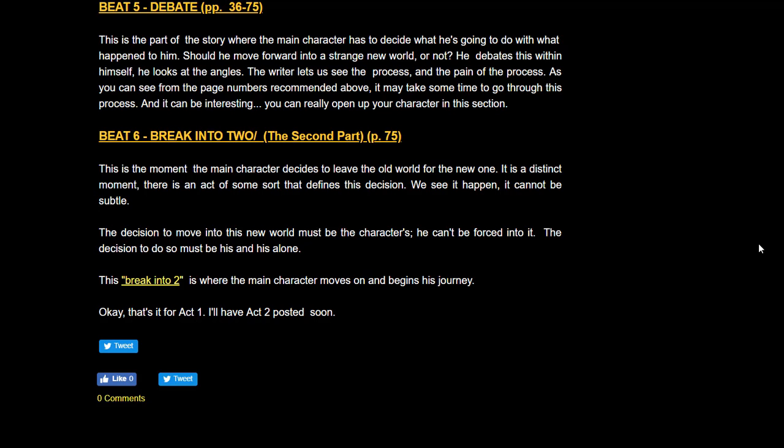He can't be forced into it. It has to be his decision. And the decision to do so must be his and his alone. So this break into 2 is where the main character moves on and begins his journey. Okay, now that's it for Act 1.